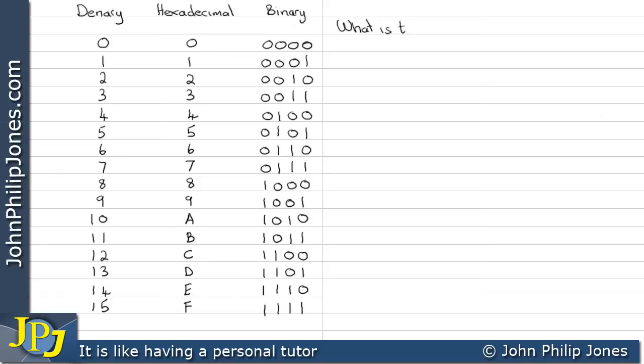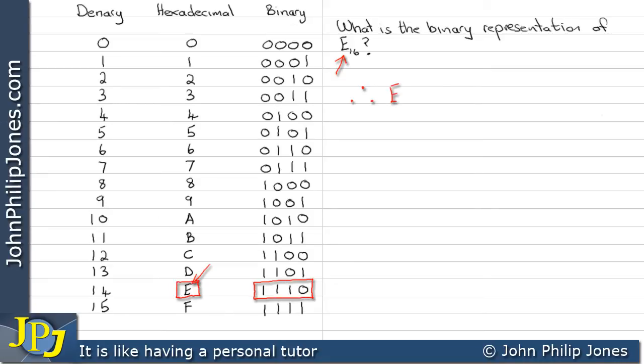What is the binary representation of the hexadecimal number E? In other words, 14. Well, we can see we've got E, so we look for it in the table and we look for the binary equivalent which is right next to it. Therefore we can say E is the same as the following binary representation.